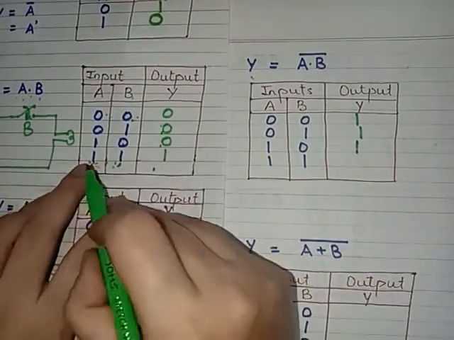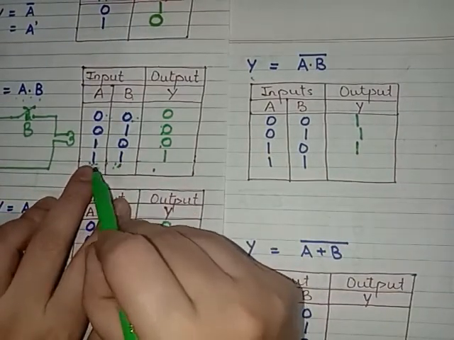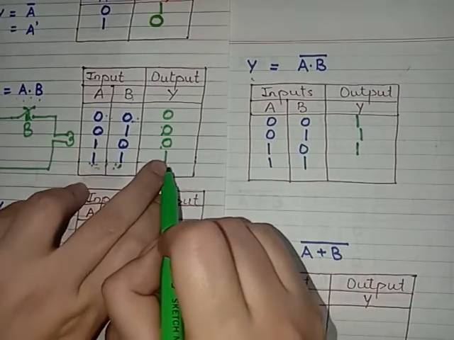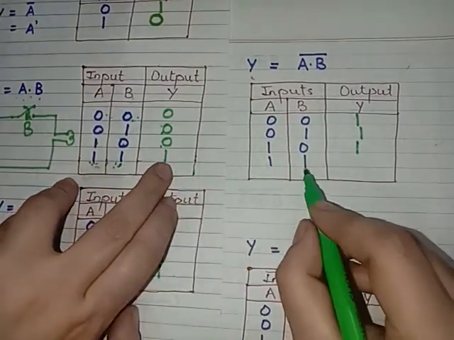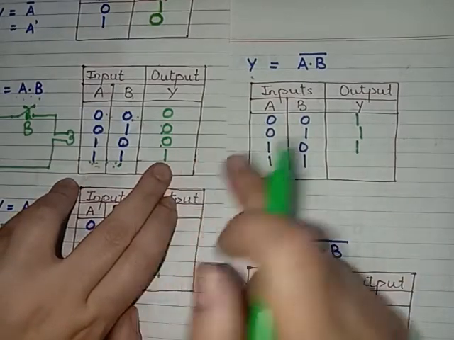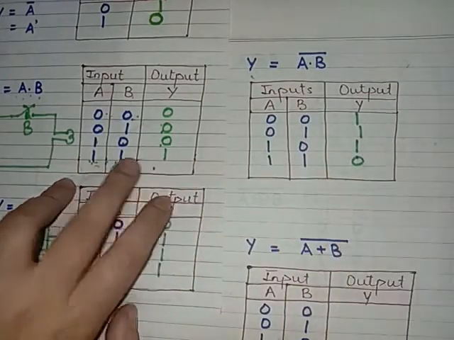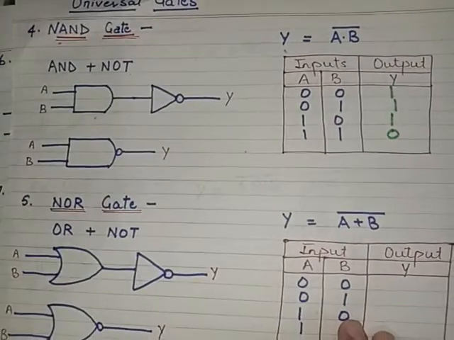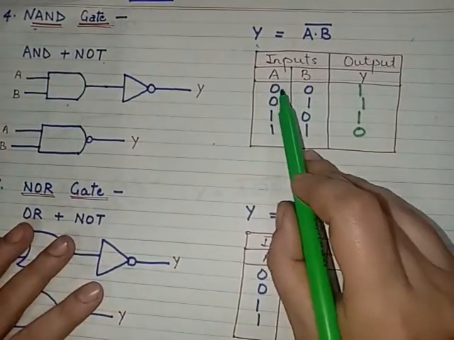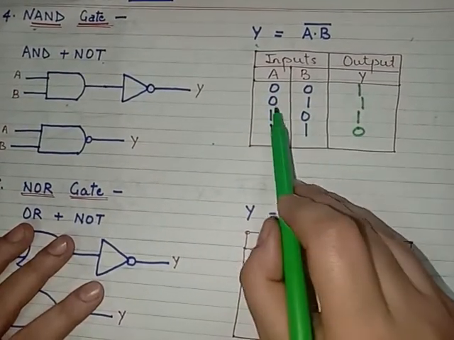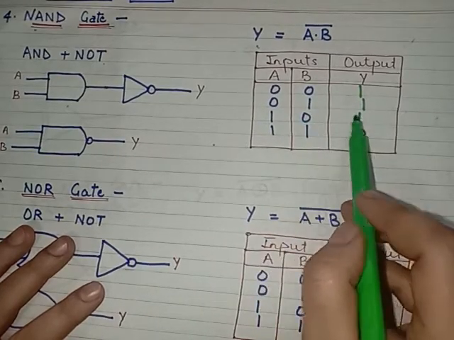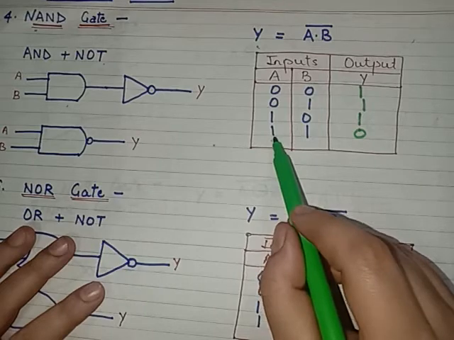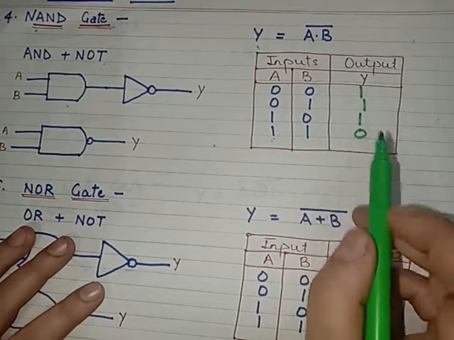And in the AND gate, at the 1 1 input, the output was 1, high. When a is high, b is high, output is high. But in this case, you take the complement of this, that will be low. So this is the truth table for the NAND gate: at the 0 0 input, the output is 1, at 0 1, the output is 1, at the 1 0 input, the output is high even, and at 1 1 input, the output is 0.